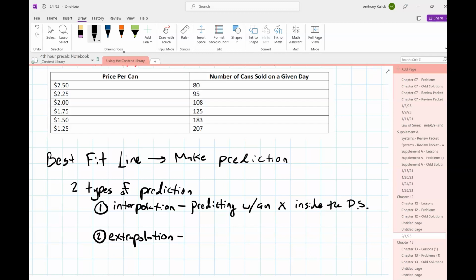And I'm just going to abbreviate data set as just DS. What's extrapolation? Yeah, predicting with an X outside the data set.